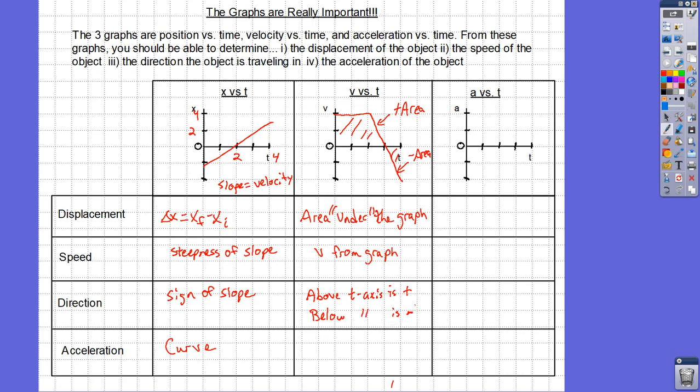Okay, and then the acceleration. Remember, acceleration is equal to the change in velocity over the change in time. So on a velocity versus time graph, that's equal to the slope. So the slope equals the acceleration.